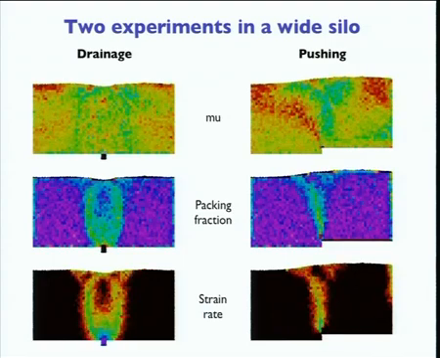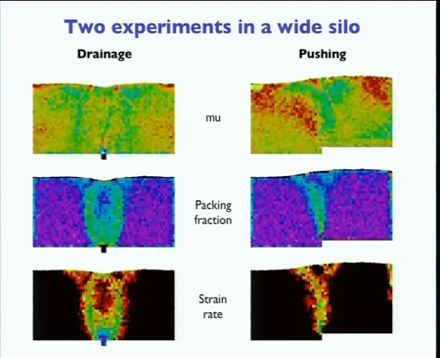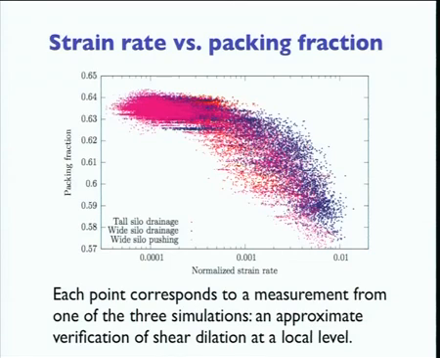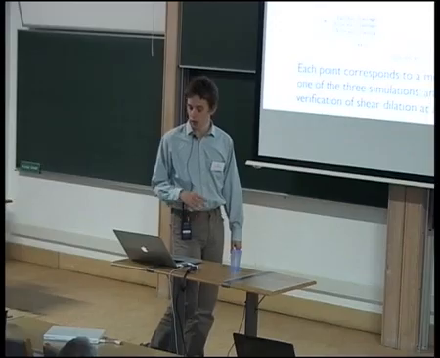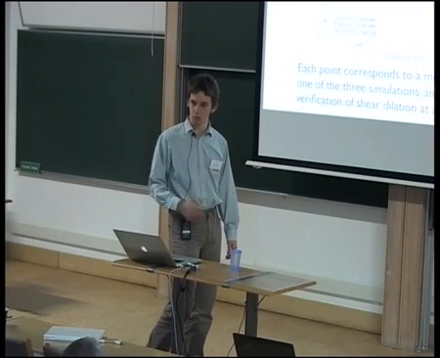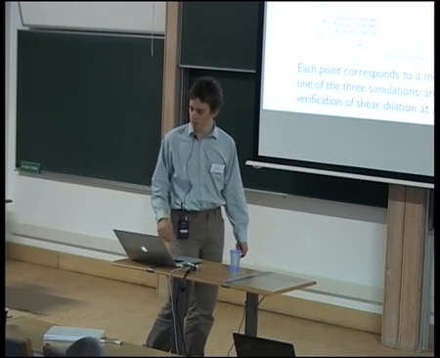So now I can take all of those points and view them as one big ensemble, and start to look for relations between them. Each of these points in this diagram is an instantaneous measurement of normalized strain rate against packing fraction, and we can see approximately a verification of shear dilation. Now we have sacrificed fidelity by doing it on a mesoscale. We can't see things very accurately, but this does give you a verification of continuum postulates at the local level.